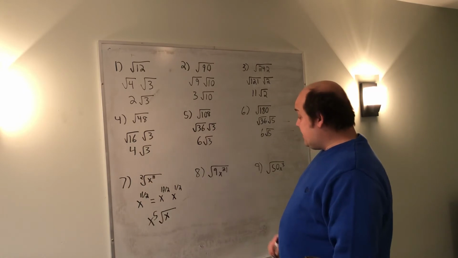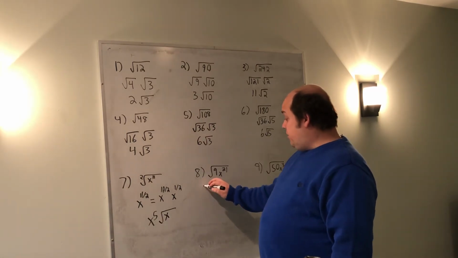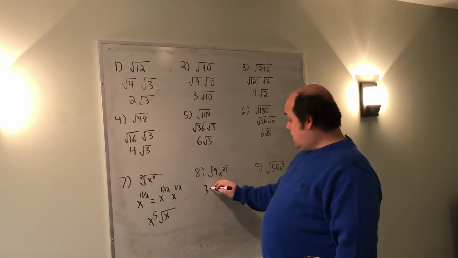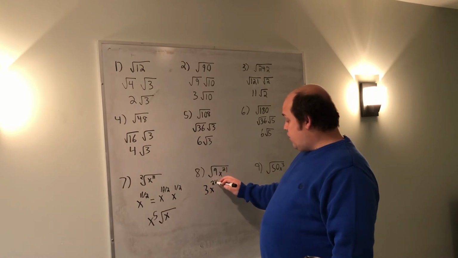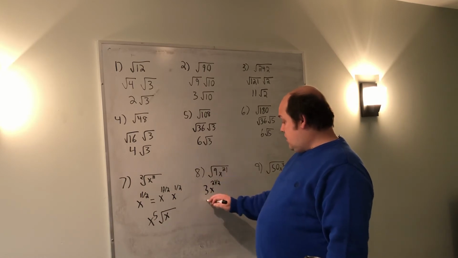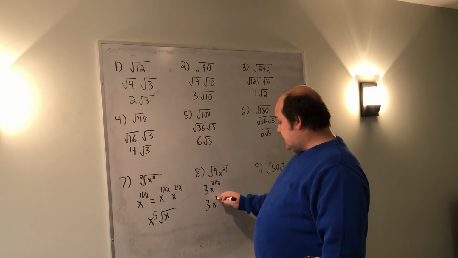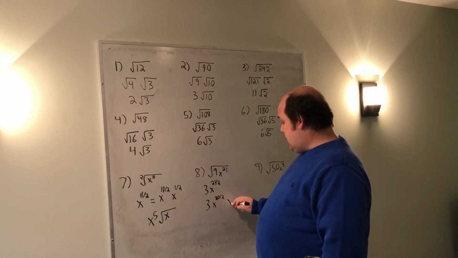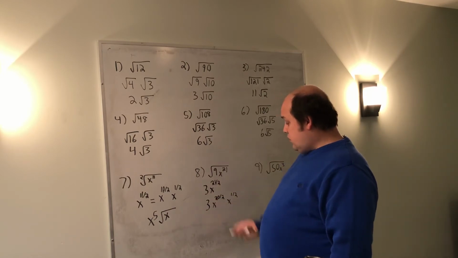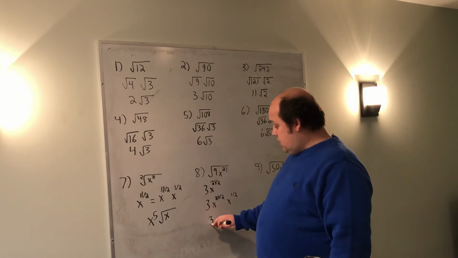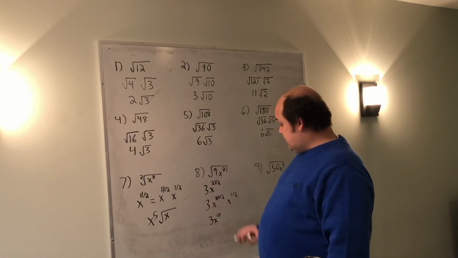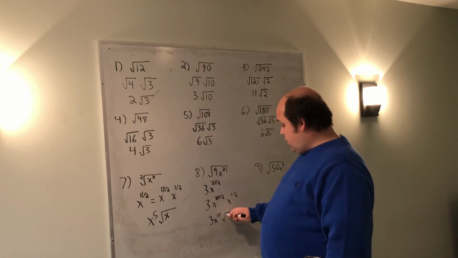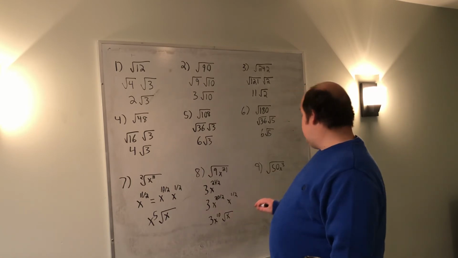Here in number 8, 9 is a perfect square, so the root of 9 just becomes 3. Then I get x to the 21 over 2. 3 stays there, I can break this to x to the 20 over 2, and x to the 1 over 2. 20 over 2 is 10, so 3x to the 10th is outside. There's 1 left over under the square root.